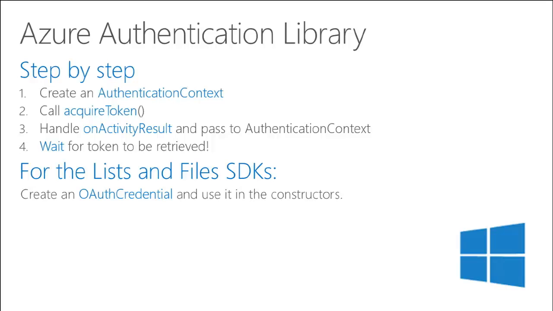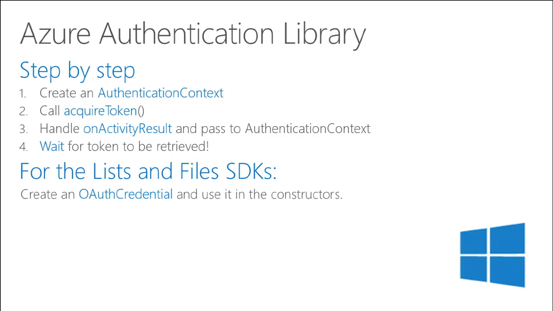Now, the way the Azure Authentication Library helps you with this, and I'm going to show you this in code, is if you've used the Azure Authentication Library for Windows apps, it's the same way. You create an authentication context, you call acquire token, pass in all the necessary resource IDs and client IDs and all that good stuff, and then you'll end up with an access token that you can use.